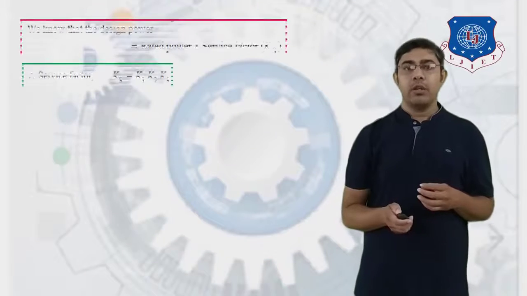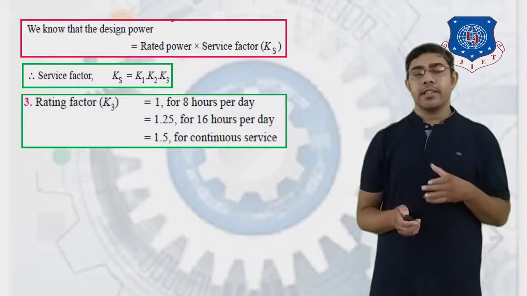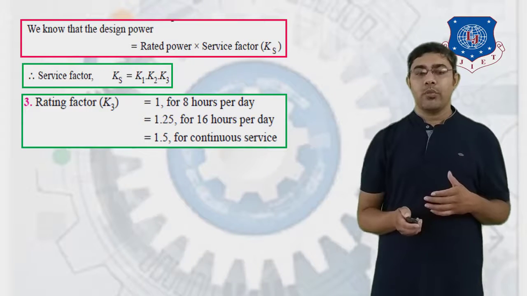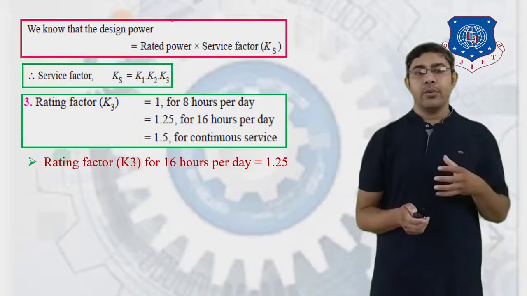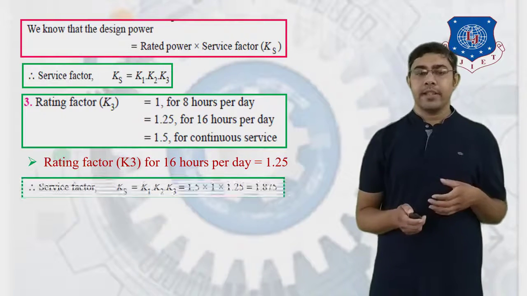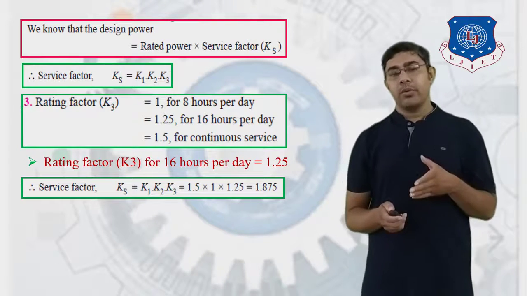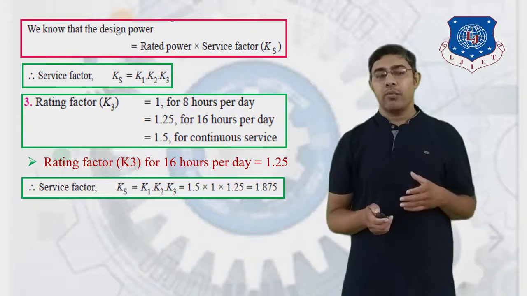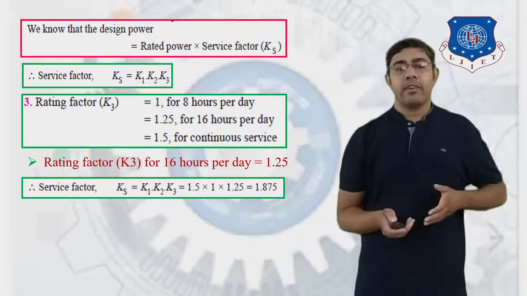Now we have to take the value of service factor K3. The condition given is 16 hours per day. According to this condition, K3 is taken as 1.25 for 16 hours per day. So we have the values of K1, K2 and K3. Now we place these values in the service factor equation. Service factor Ks is equal to K1 into K2 into K3, where K1 is 1.5, K2 is 1 and K3 is 1.25. So we get service factor Ks equal to 1.875.